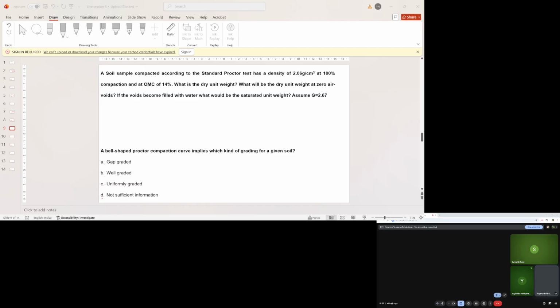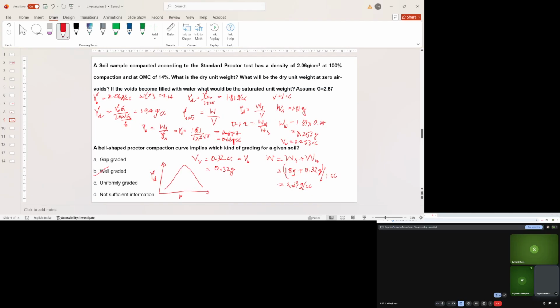Gamma D versus water content: this is a perfect bell-shaped curve. So for what type of soil do we get this perfect curve? Well-graded soil only, sir. In well-graded soil, all particles will fill the voids during compaction. So well-graded soil is suitable for a perfect bell-shaped curve.